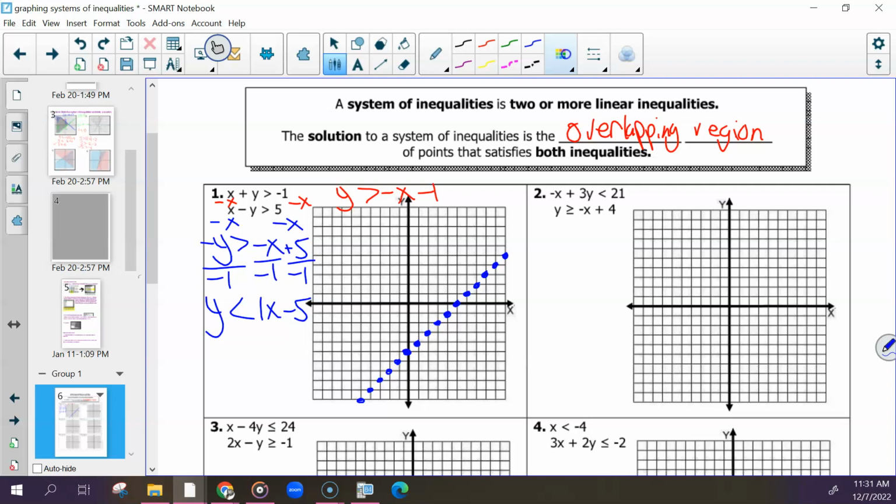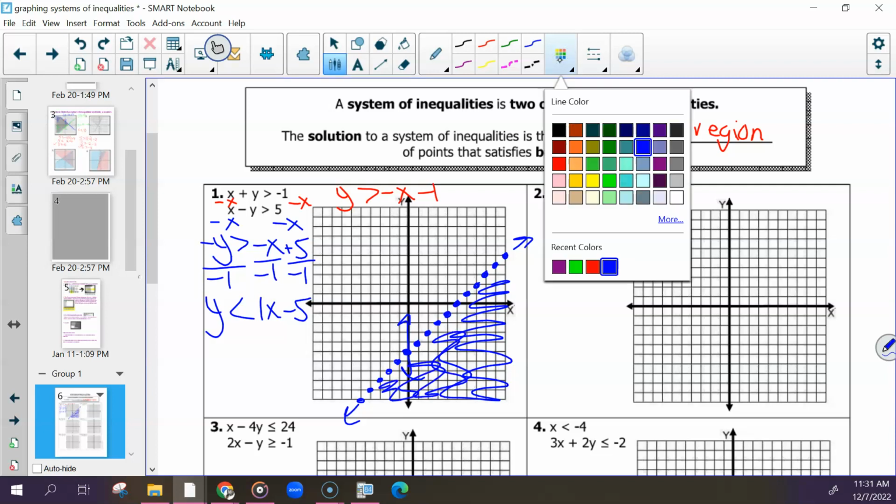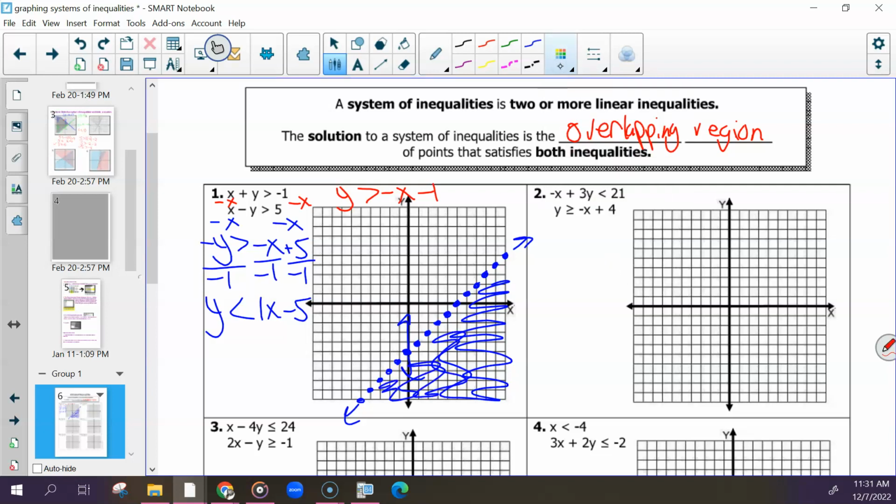Because this is less than, this would be a dashed line, but because the points are so close together, I'm not going to put tiny tick marks in between. I'm just going to call this a dotted line and draw arrows at the end. This would be shaded above or below? Below. So that would be underneath here, this area right here. And then we can graph the other one.